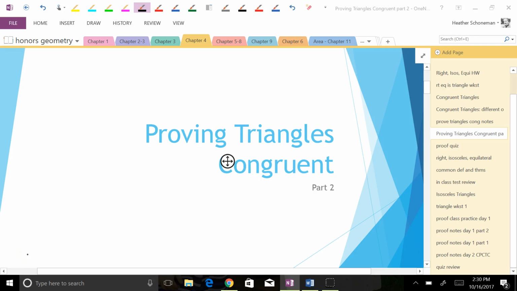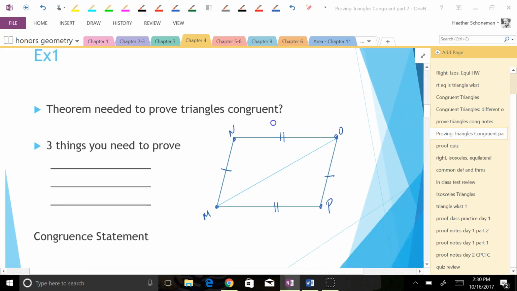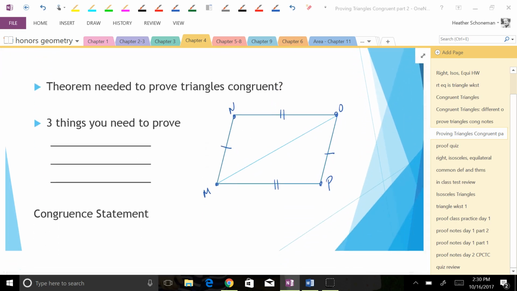Today we're going to take the second step in learning how to do proofs. We're not just going to mark the three important aspects on the picture, but we're actually going to write them down. So here we go. In the first one, first we need to figure out what method we're going to use, and then we'll list those three things and write a congruent statement.